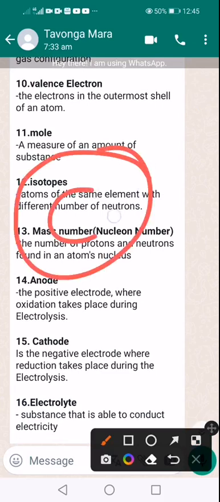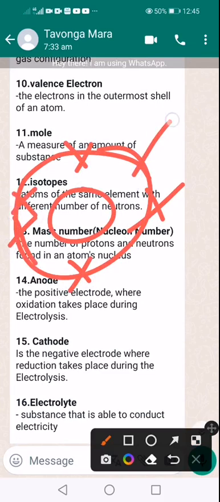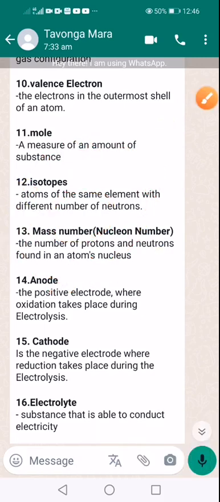For example, this is another shell. If we have 4 electrons, or let me say 5. The number of electrons in the outermost shell, this is called the outermost shell. We all know that these are called energy shells or energy levels or orbitals. So the number of electrons in this outermost shell is called valence electrons. Then mole is a measure of an amount of a substance.